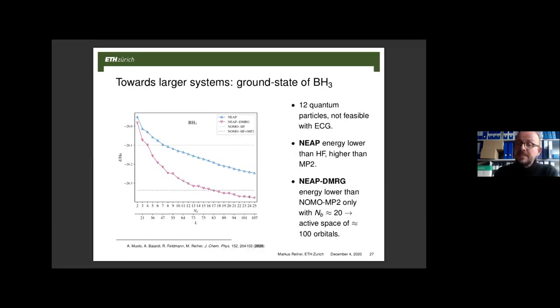Moreover, because we cannot exploit the Slater-Condon rules, the ECG would be limited to few particle systems, whereas here we can go to much larger systems. Not large in a typical sense when you consider molecules, but BH3 would be a very large molecule with 12 quantum particles, and those we can treat here, as you can see.